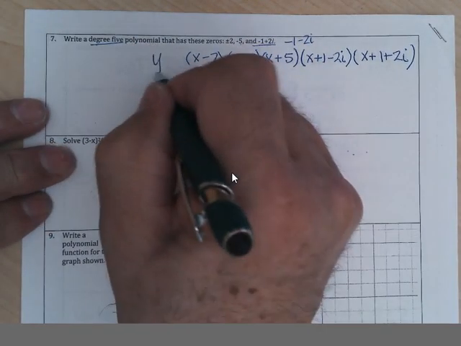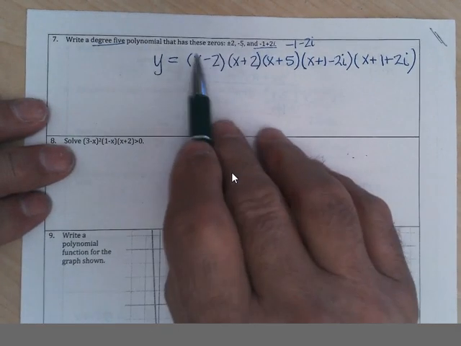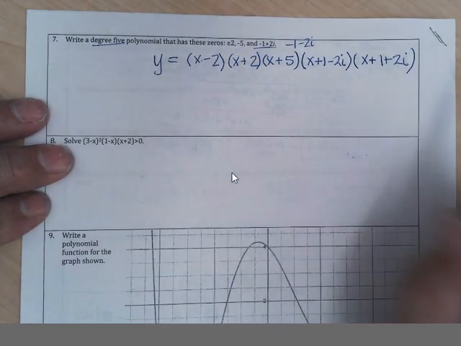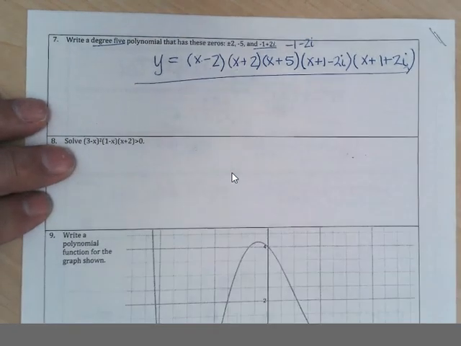And that would be a degree 5. 1, 2, 3, 4, 5 factors multiplied. Degree 5 polynomial.